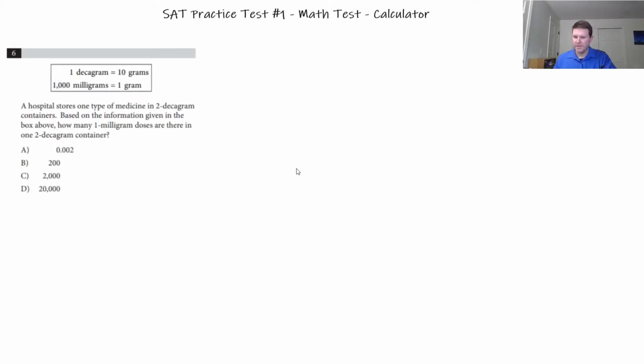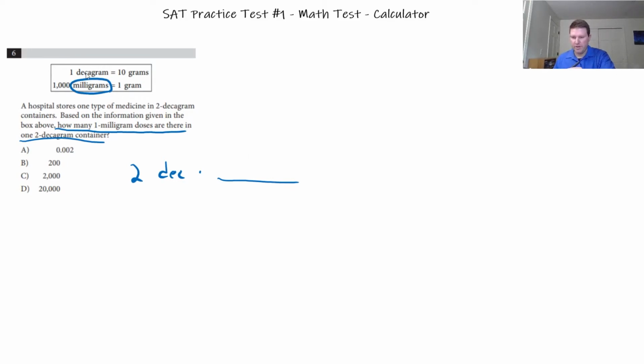Number 6 is testing on something called dimensional analysis, or just unit conversion. I'm going to talk about that in depth in another video, but for our purposes here, it's asking how many 1 milligram doses there are in one 2 decagram container. So what you want to do is start by writing whatever they give you initially. In that case, it's the 2 decagram container. Then you multiply by fractions that successively cancel units until you get into the units that you want, which are milligrams, right?